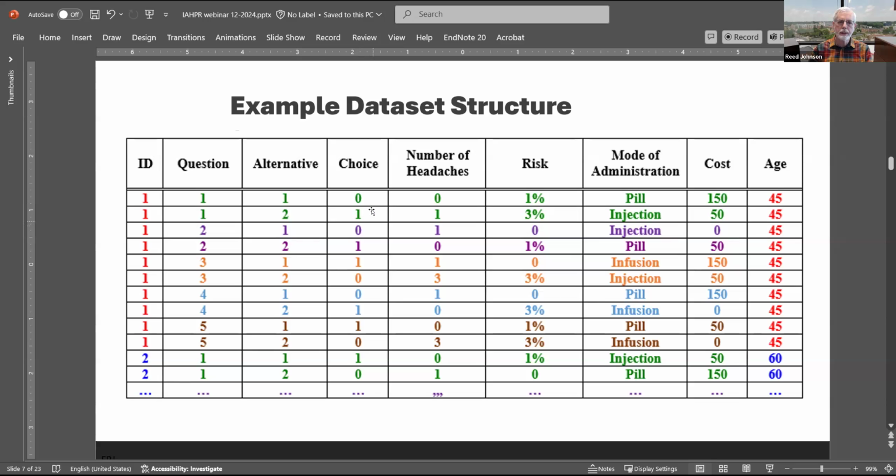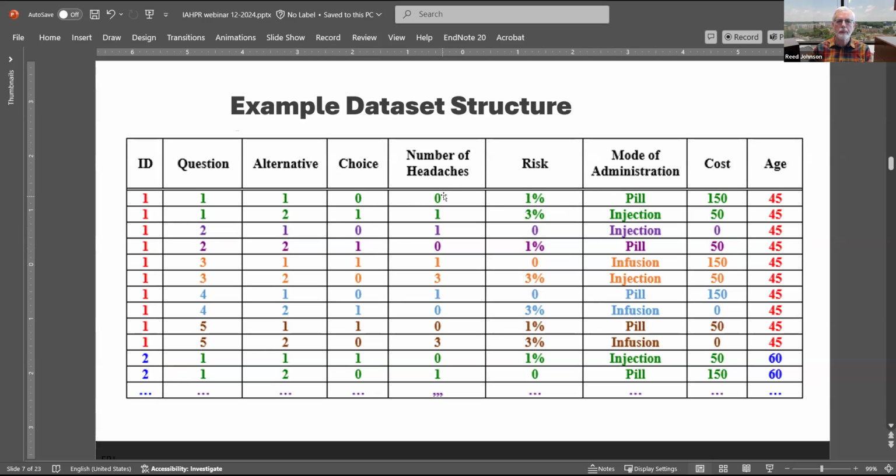And there's an indicator of which one they chose. In this, for the first question, they chose alternative 2. They chose alternative 2 for the second question as well, but they chose alternative 1 for the third question. And here are the attributes that were shown to them.